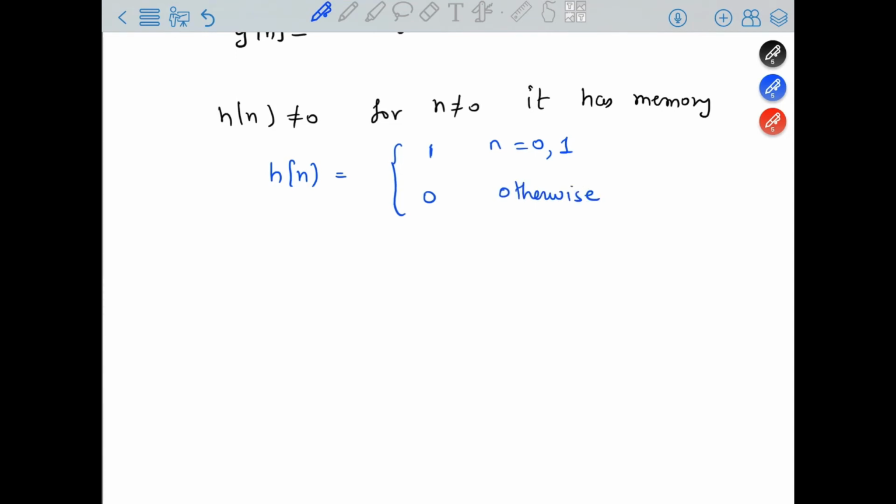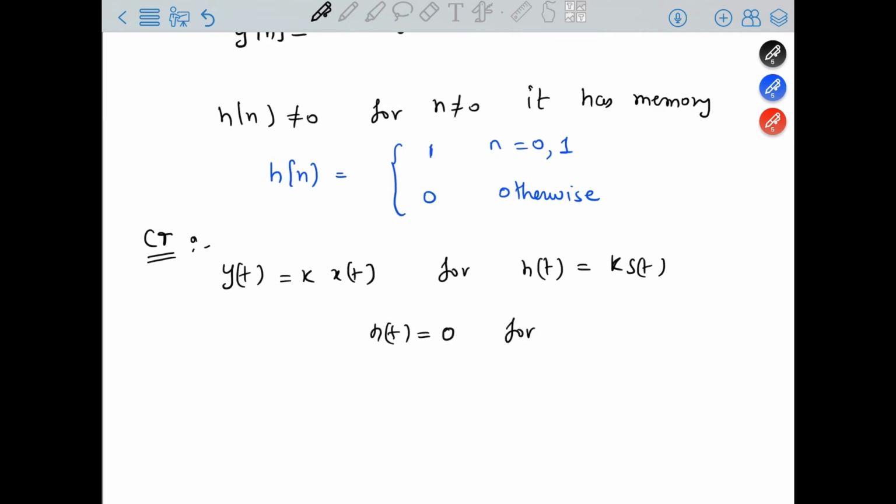And similarly for the case of continuous time, y(t) will be equal to k times x(t) for h(t) equal to k delta(t). Again we are saying that h(t) must be equal to 0 for all t not equal to 0. So this is the LTI system with and without memory.